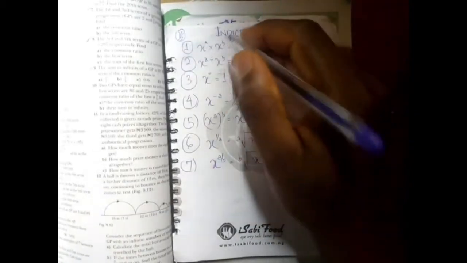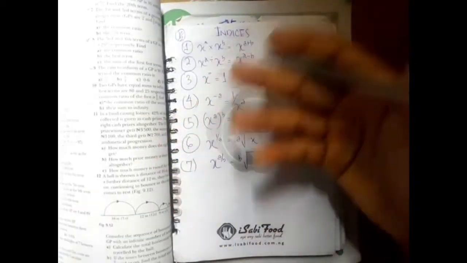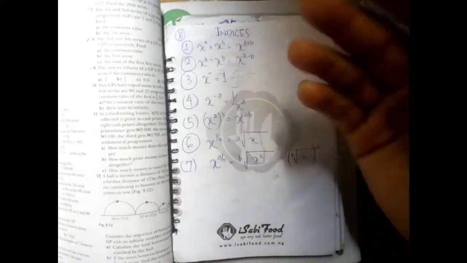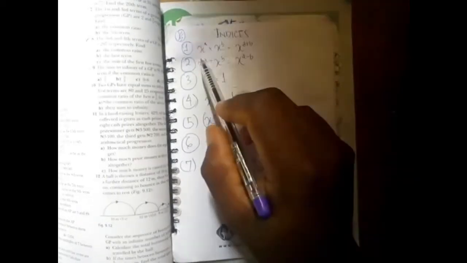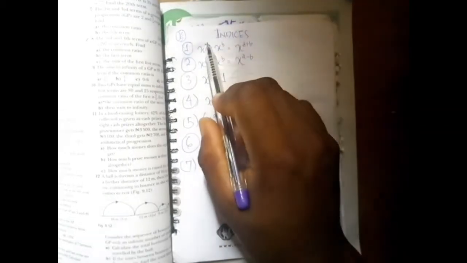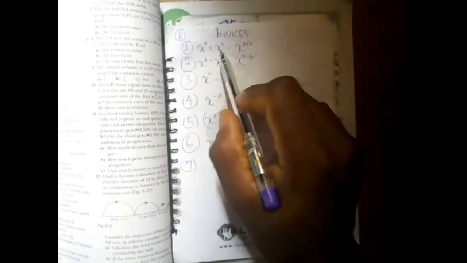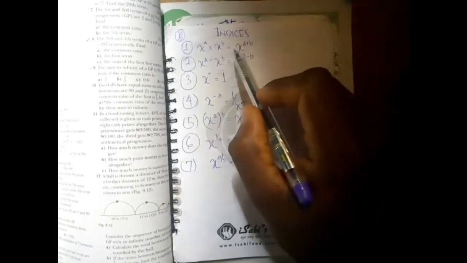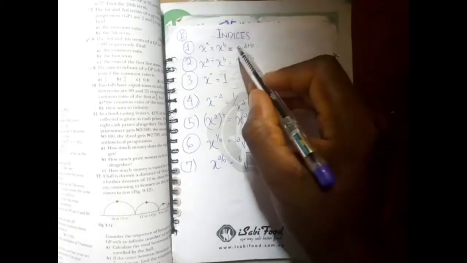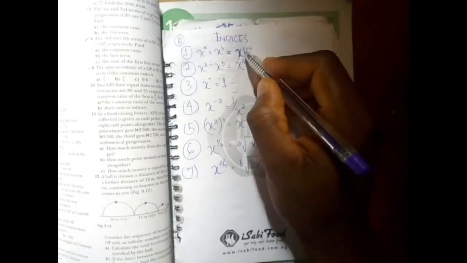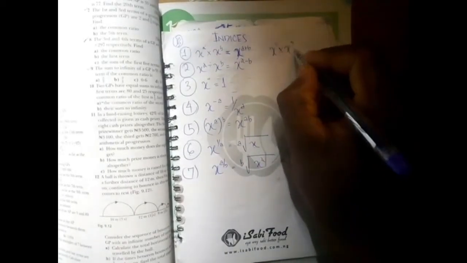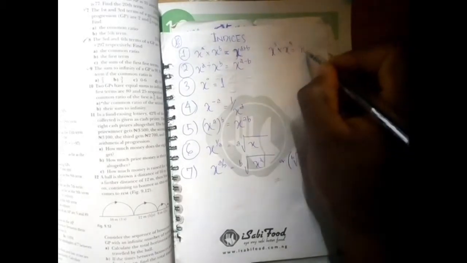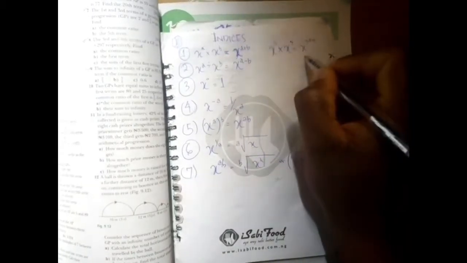But first of all, we'll start from indices, and I'll be giving you some of the laws of indices which you should take note of while calculating. In indices, when you have any number to the power of a number times that same number to the power of a number, the resulting equation is always x to the power of a plus b. If you have x to the power of 3 times x to the power of 4, this will give you x to the power of 3 plus 4, which is x to the power of 7.